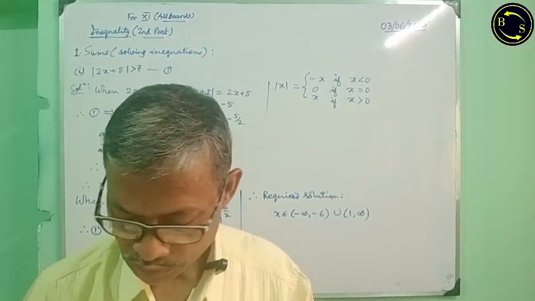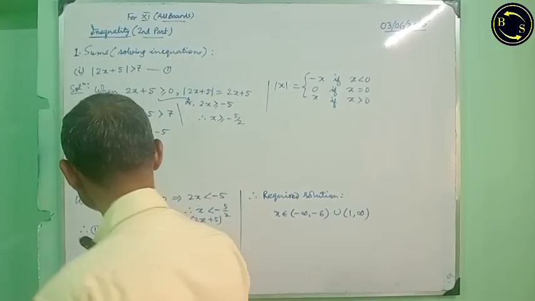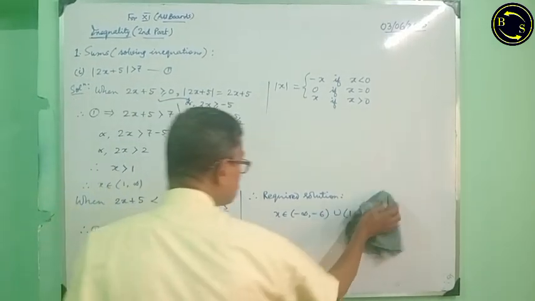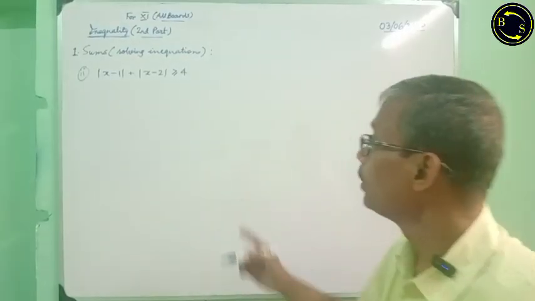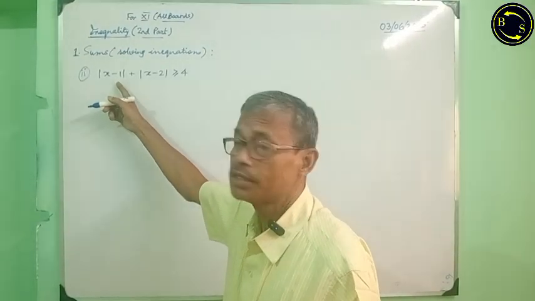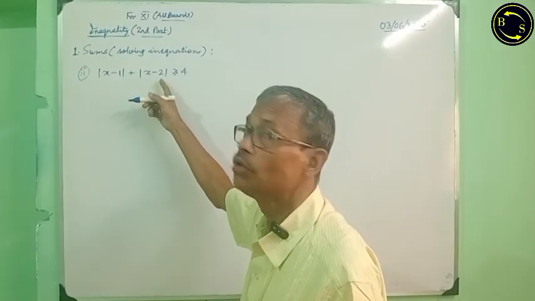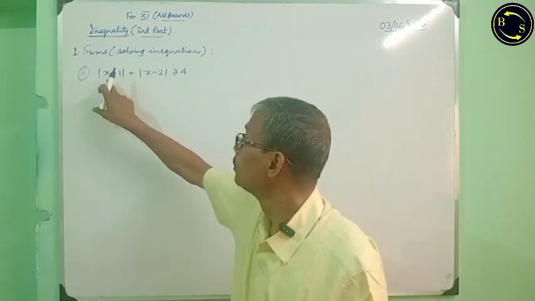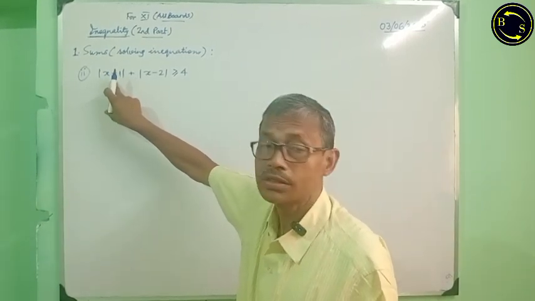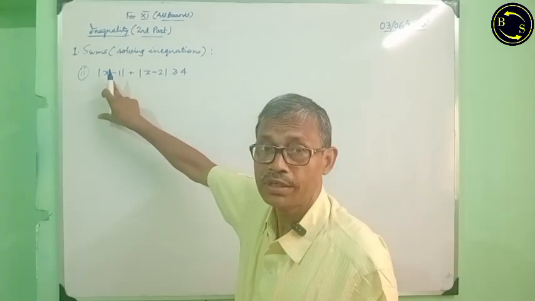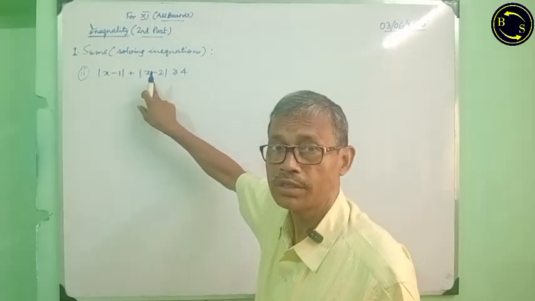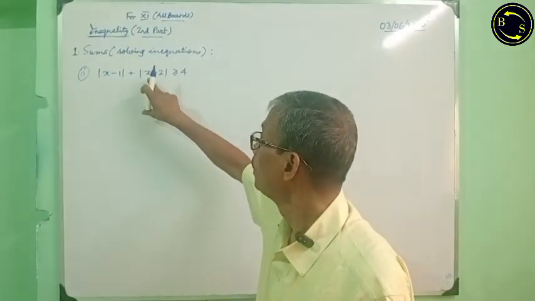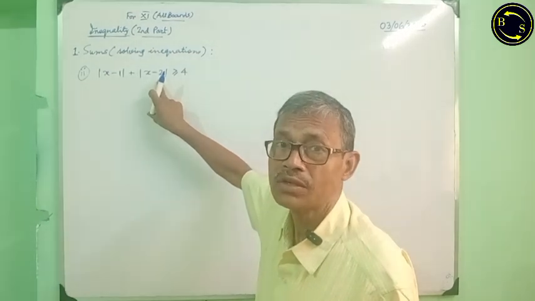Next, number 2 sum. Next sum, modulus of x minus 1 plus modulus of x minus 2 greater than equal to 4. First of all, we note that the first modulus of x minus 1 and this one modulus of x minus 2. Now x minus 1 vanishes for x equal to 1, x minus 2 vanishes for x equal to 2.